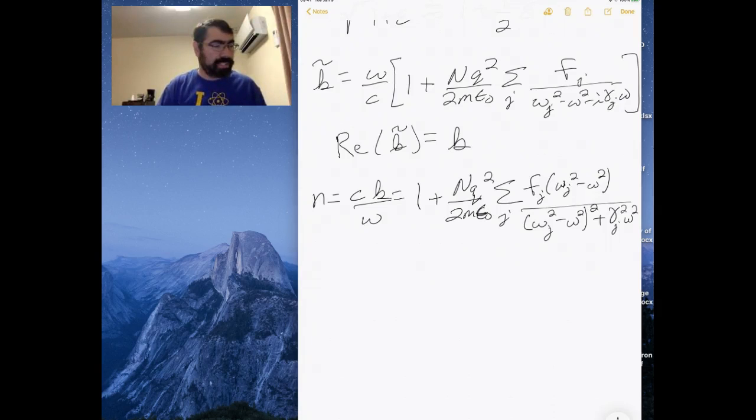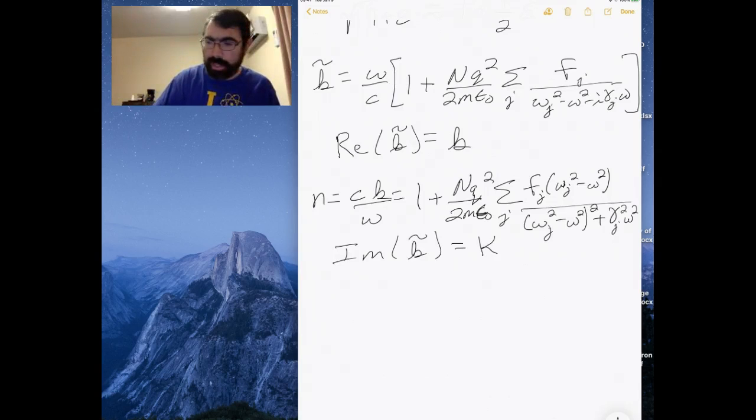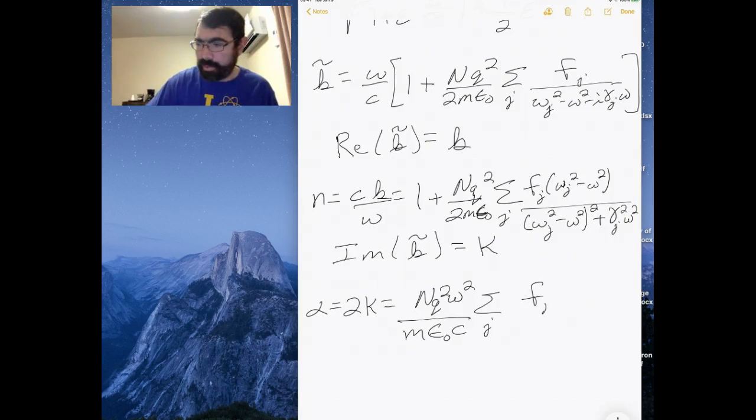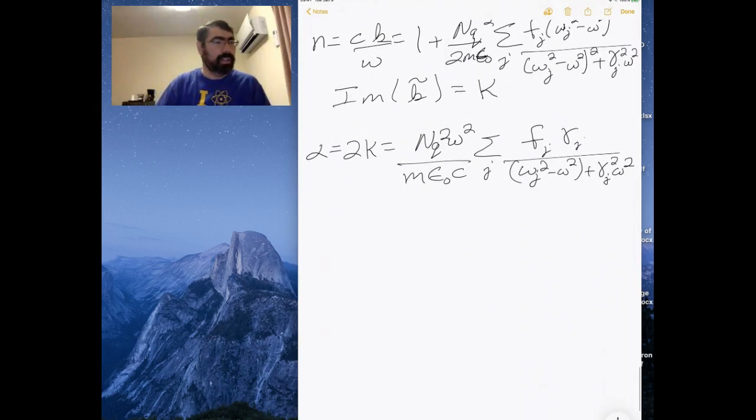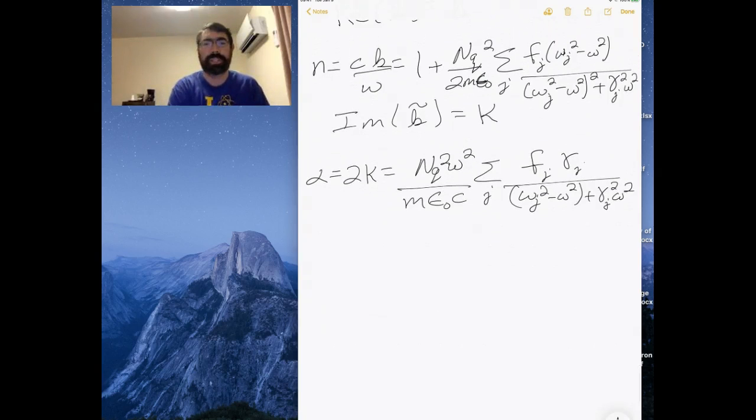And now, if I look at the imaginary part, which is essentially kappa, then alpha is 2 kappa, which is equal to n q squared omega squared over m epsilon naught c. Take the sum over all of the electrons. Okay, so now I've got the imaginary part, I've got the real part. If I have the imaginary part, I therefore now have the absorption part of the wave. And so we now have a frequency-dependent index of refraction right there, basically the real part of my expression.